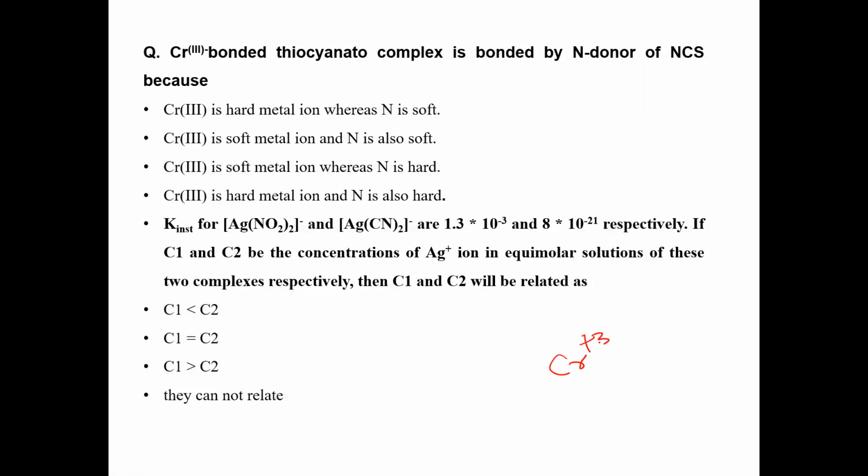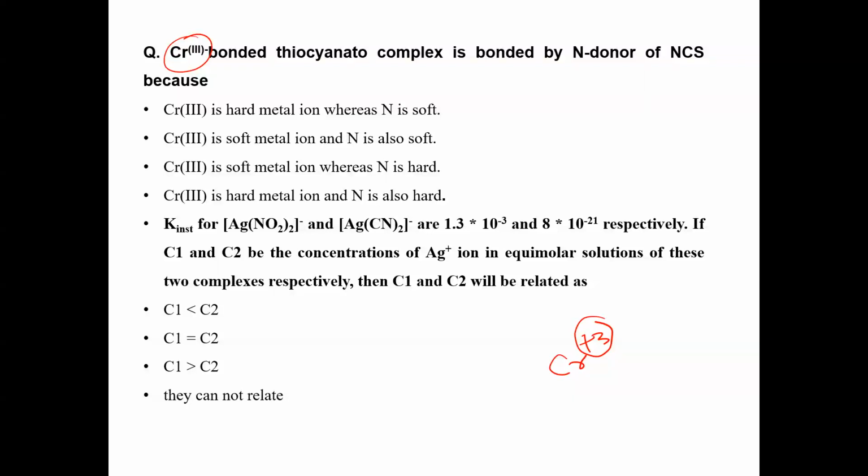For example, in this one, it is plus 3. So it is highly electron deficient. It has a high charge. Other conditions for this hard acid are that the entity should be smaller in size.